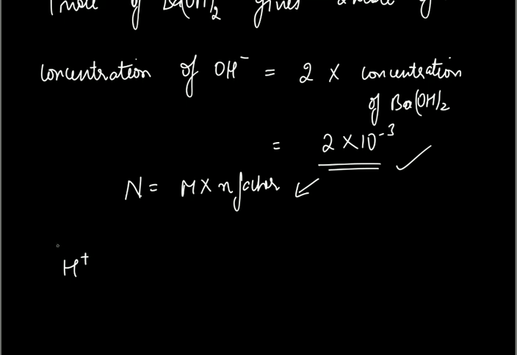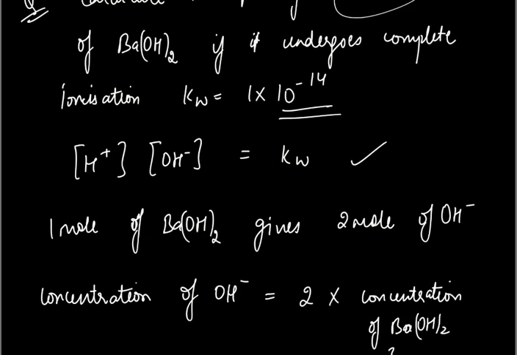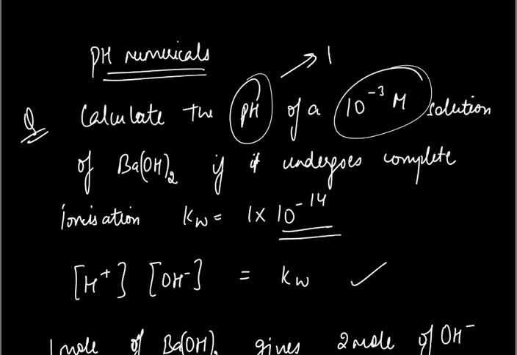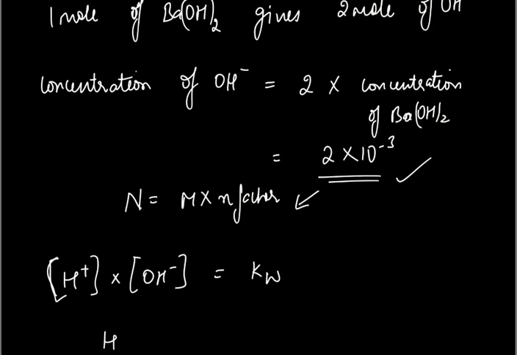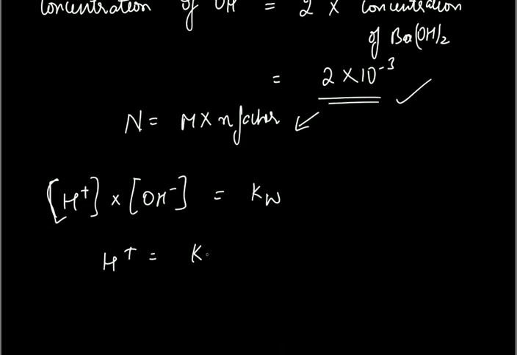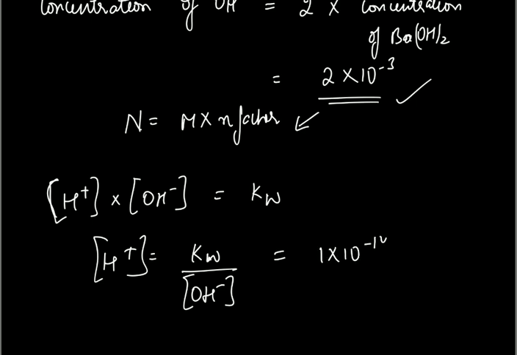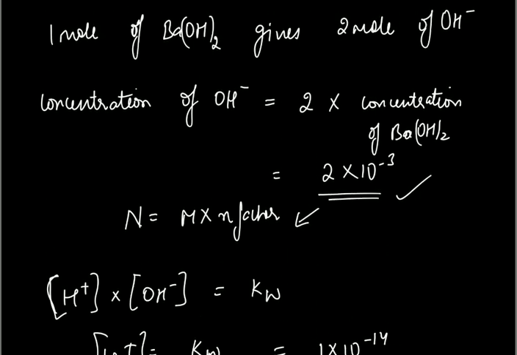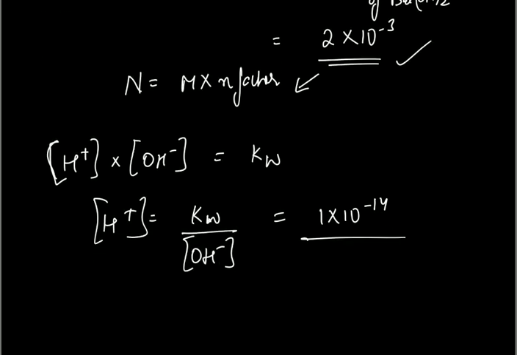So we know the product of H positive ion and OH negative ion concentrations is equal to Kw. We need to find pH, that means they are asking us for the H positive ion concentration. So the concentration of H positive ions is equal to Kw divided by the OH negative ion concentration. Kw is given, 1 into 10 to the power minus 14. OH negative ion we just calculated, that is 2 into 10 to the power minus 3.